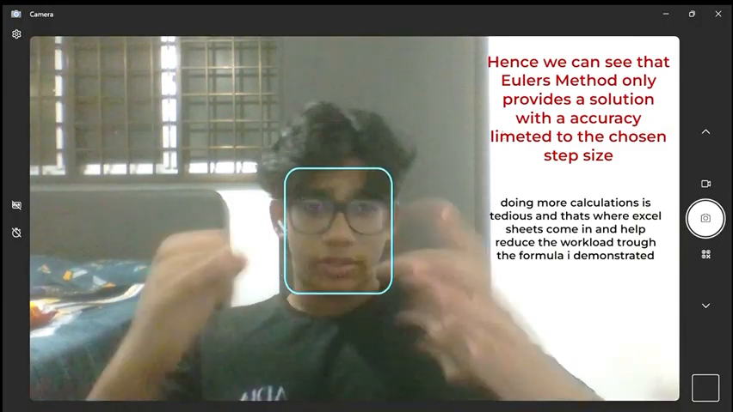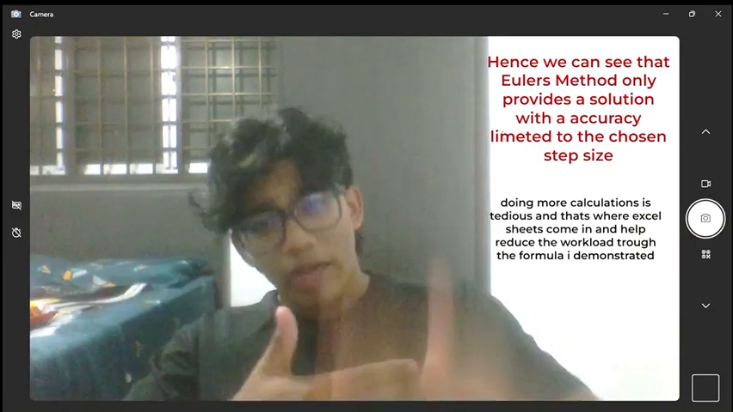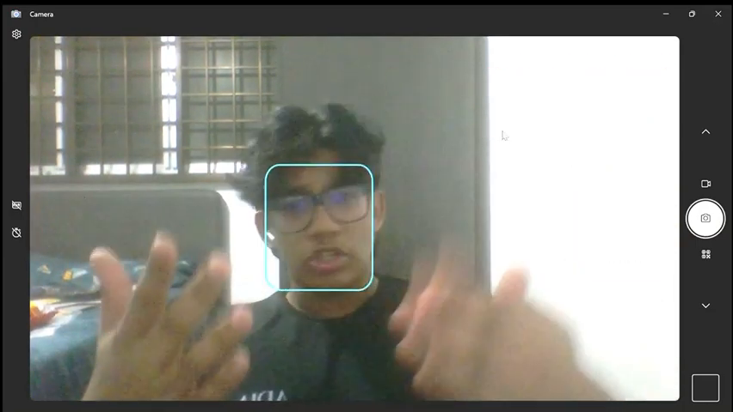The takeaway from Euler's method is that the smaller our step size, the more accurate our results are going to be. However, we will have to do more steps, more calculations to get to that result.